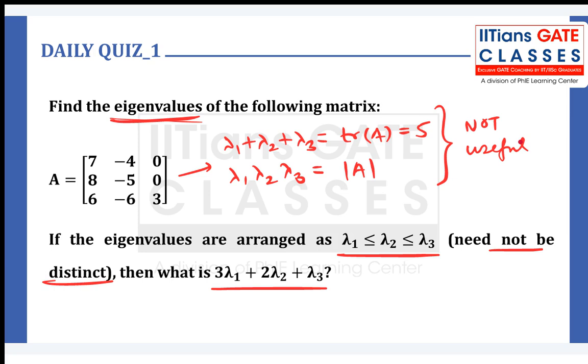Therefore, this is a question where you are supposed to solve it by a conventional method. And what is the conventional method? You are supposed to first write the characteristic polynomial for the given matrix, which is nothing but determinant of A minus lambda I equal to 0, then calculate the determinant of that matrix, and then solve for the roots of the characteristic polynomial, and that will give you the eigenvalues. So let's do that.